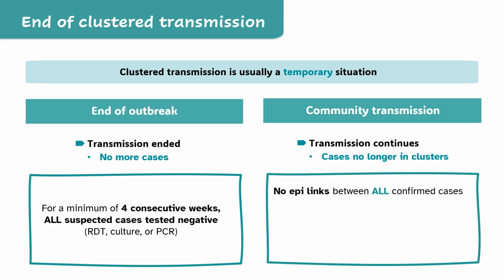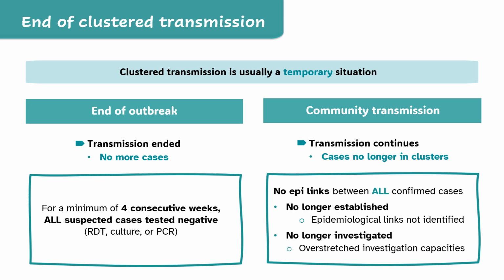There is community transmission if all confirmed cases no longer have documented epidemiological links. It can be that epidemiological links can no longer be established if investigation fails to identify any link between some cases. Or it can be that epidemiological links can no longer be investigated in a timely and comprehensive manner, for example due to an increase in the number of cases resulting in overstretched investigation capacities.